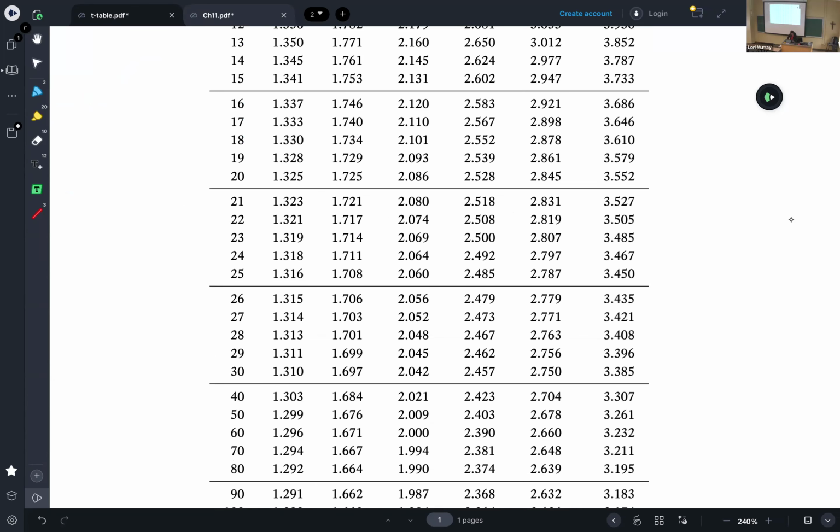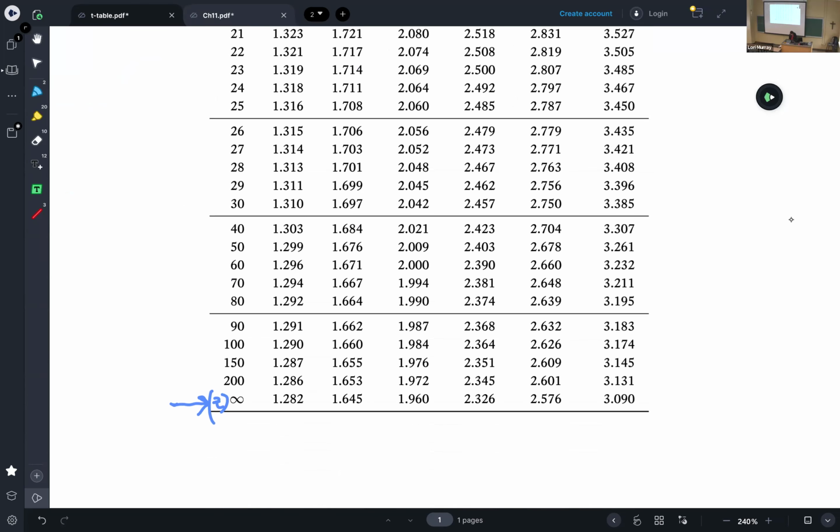And you just scroll down and you can see right there, it's 1.96. Okay.